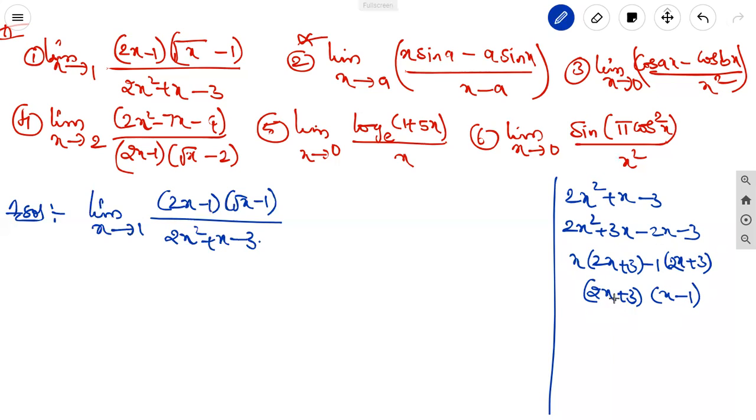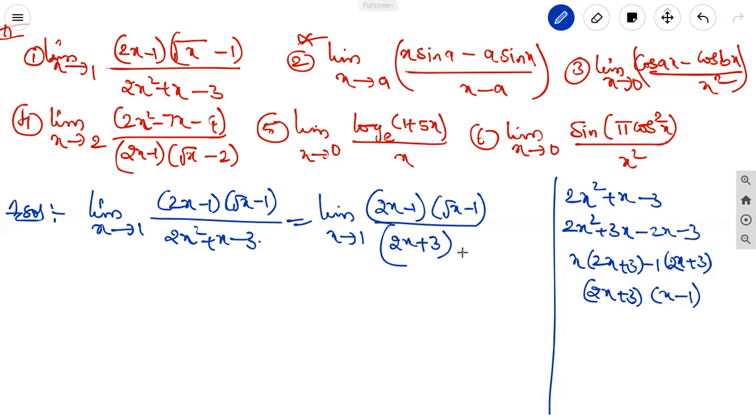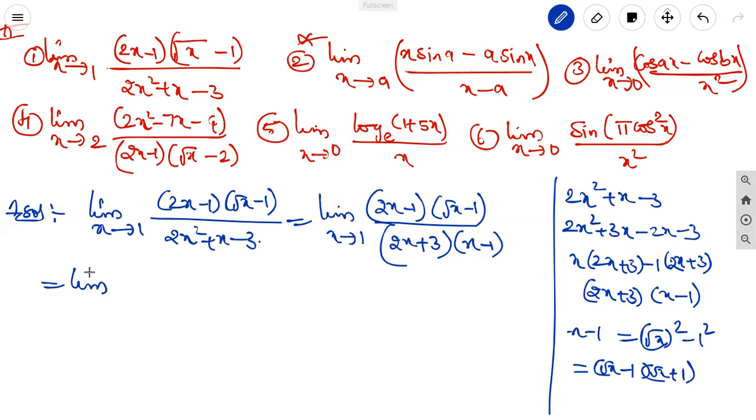Okay. Here it should be written as limit x tends to 1, (2x minus 1) into (root x minus 1) by 2x square plus x minus 3, which can be written as (2x plus 3) into (x minus 1). Observe here when we substitute x equal to 1, these two factors become zero. So x minus 1 can be written as root x whole square minus 1 square. It can be written into the factors. One is root x minus 1, another one is root x plus 1. So that we get the idea for solving the problem.